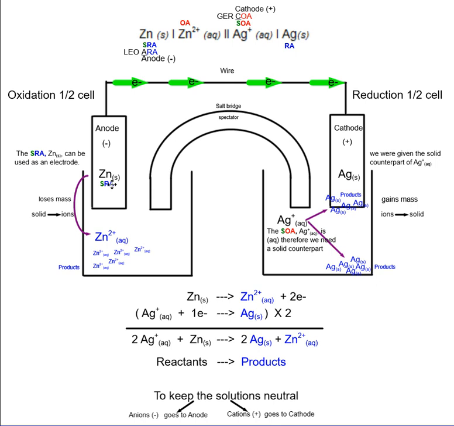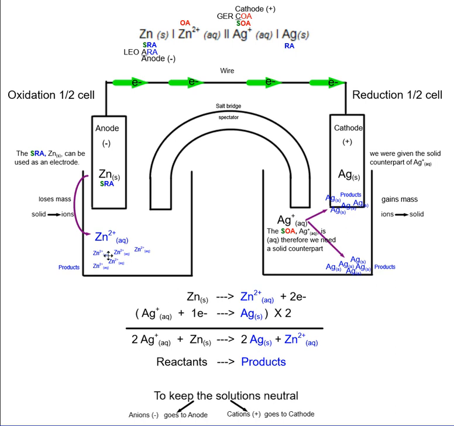So zinc solid undergoes an oxidation, meaning that it will lose electrons, and the zinc solid losing electrons will move the electrons through the wire towards the cathode. As the zinc solid is losing electrons, the zinc solid is transforming into zinc 2+ ions. So the zinc metal will be less, and there will be more zinc 2+ ions. So the anode loses mass because the solid turns into ions.